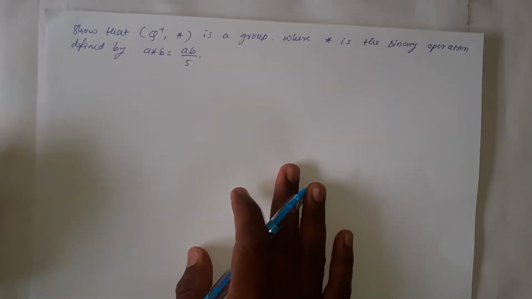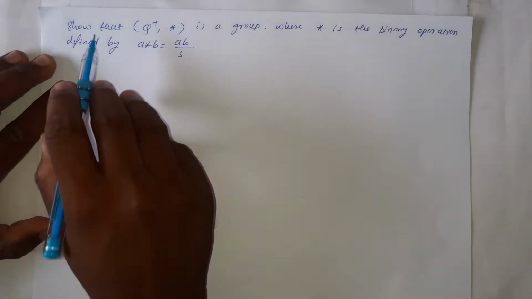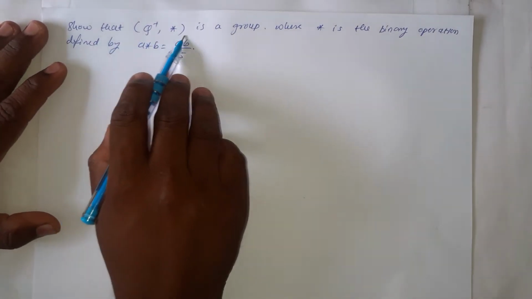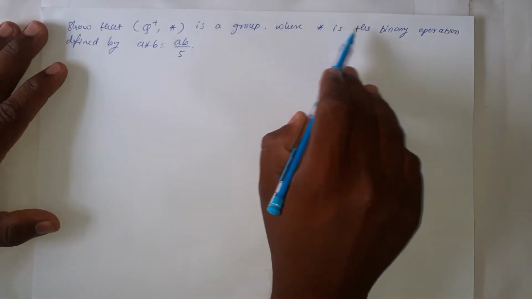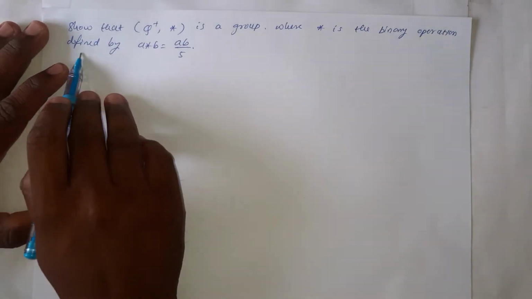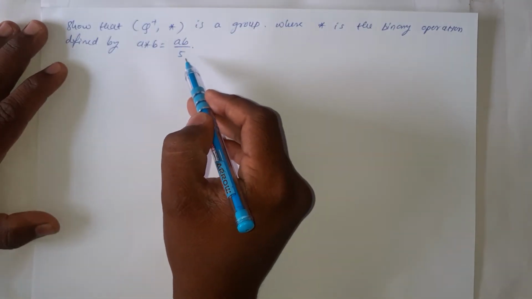In this class, let us discuss some more examples regarding groups. So here it is the first example in this video. Show that Q plus star is a group where star is the binary operation defined by A star B is equal to AB divided by 5.